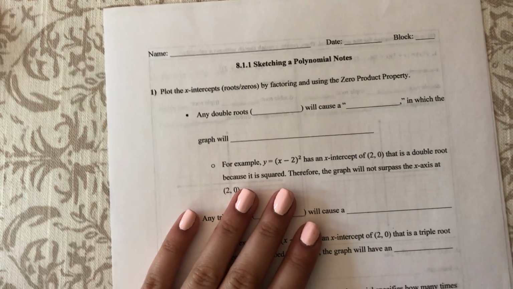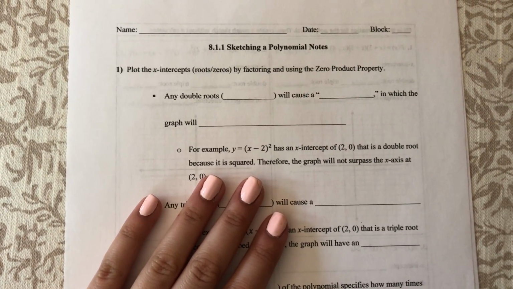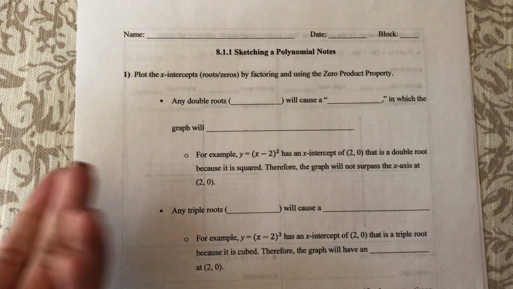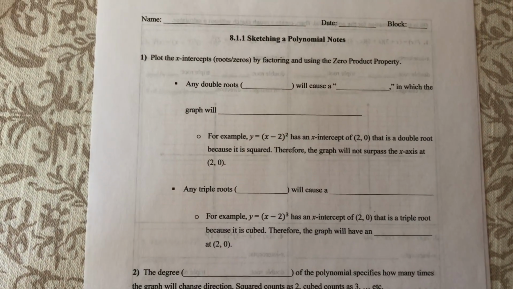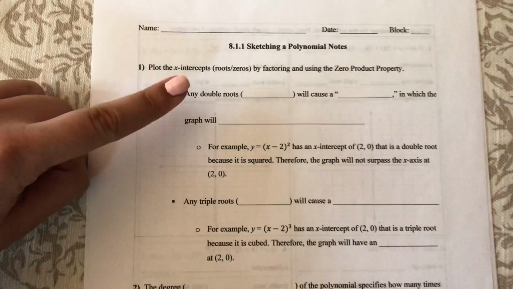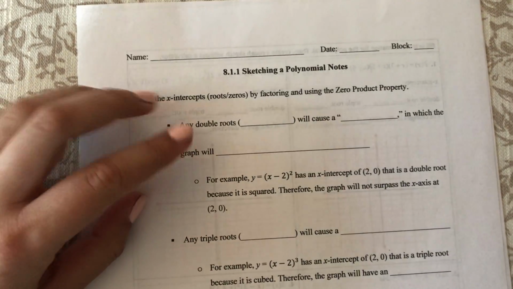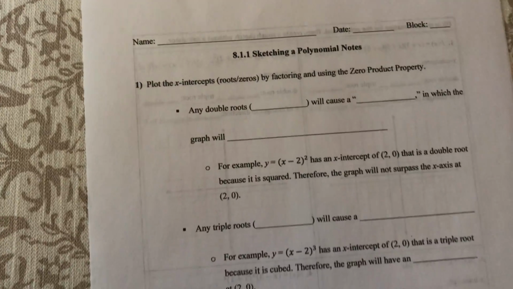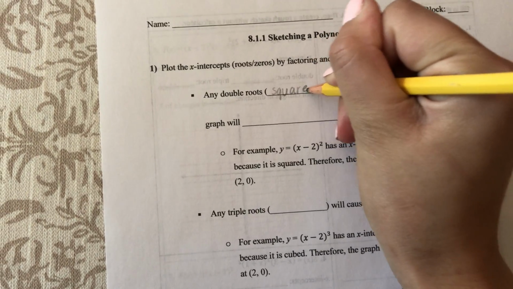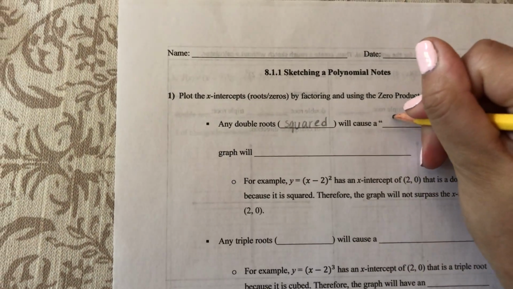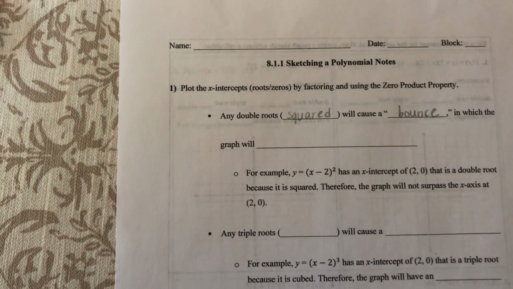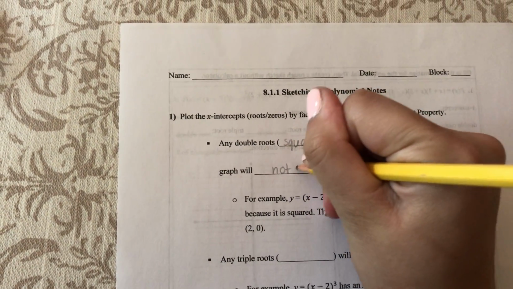So when you sketch a polynomial, first you're going to plot the x-intercepts. Another word for x-intercept is a root or a zero, by factoring and using the zero product property. We did more of this in the beginning of the semester where we were factoring and using the zero product property. And then you kind of have two little subnotes here. So any double roots, and those are roots that are squared, so you're going to see them being put to the second power, will cause a bounce. And this will all make more sense when we start doing examples in which the graph will not cross the x-axis.